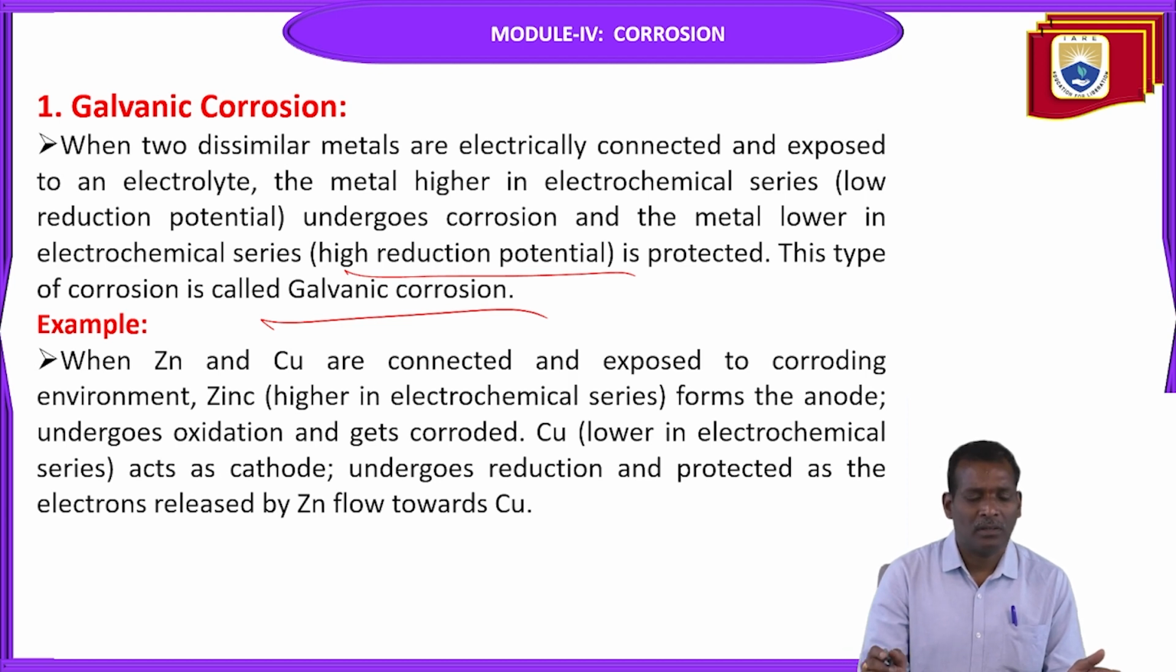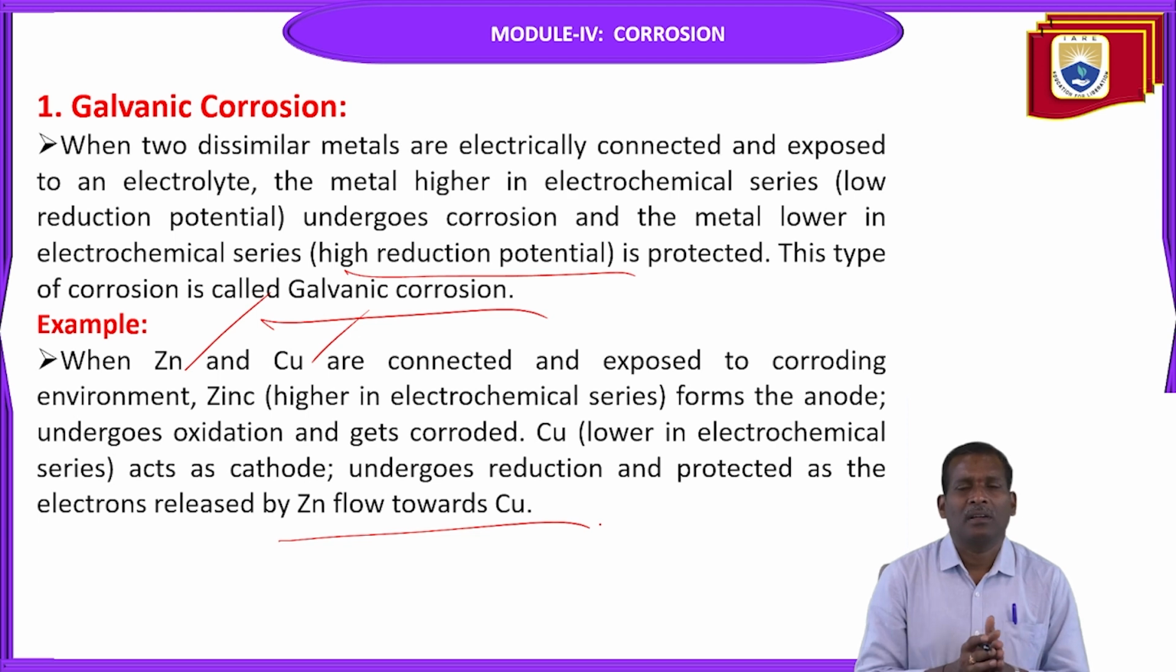Take the example of zinc and copper connected and exposed to a corroding environment. Zinc, higher in the electrochemical series, forms the anode, undergoes oxidation and gets corroded. Copper, lower in the electrochemical series, acts as the cathode, undergoes reduction and is protected, as the electrons released by zinc flow towards the cathode.